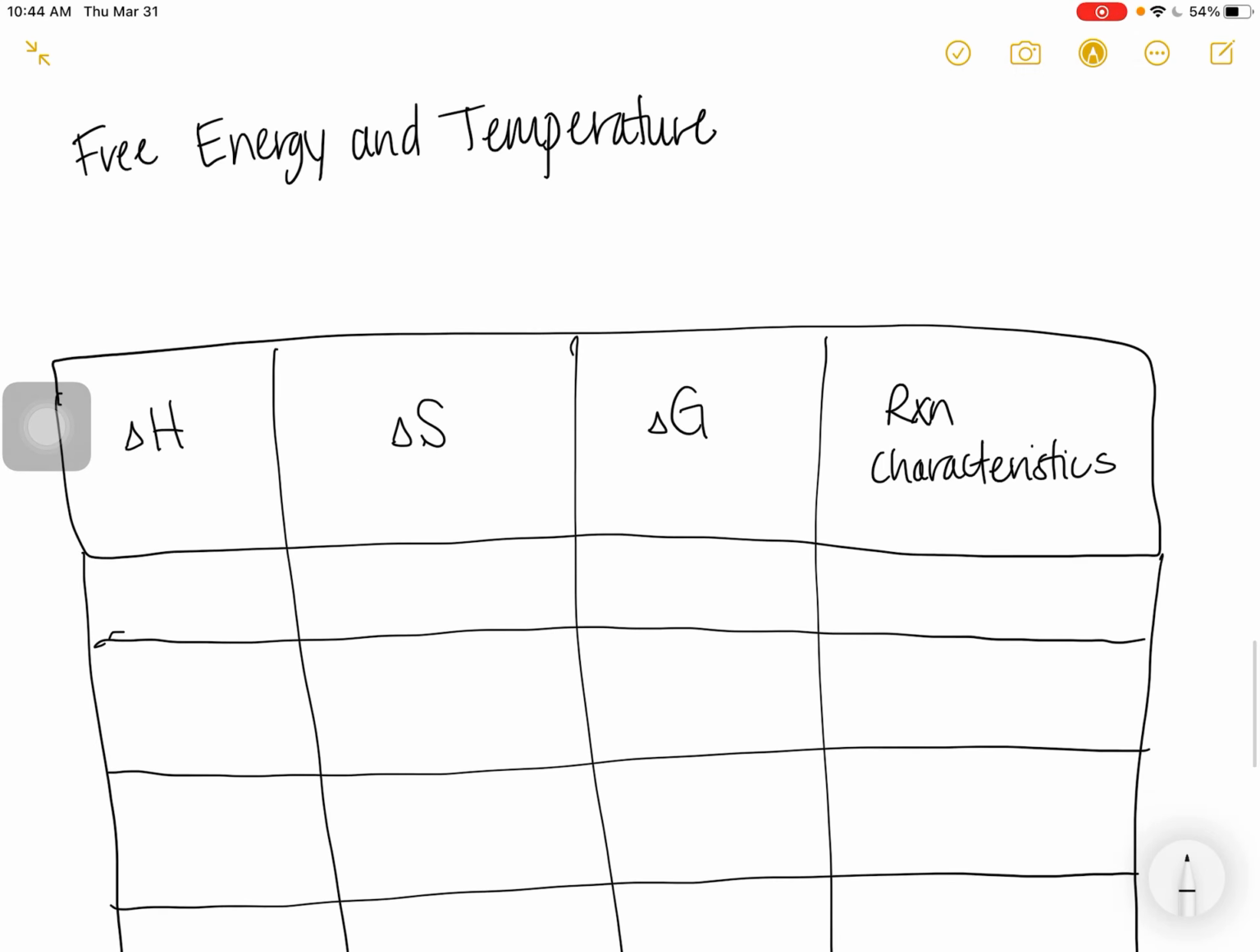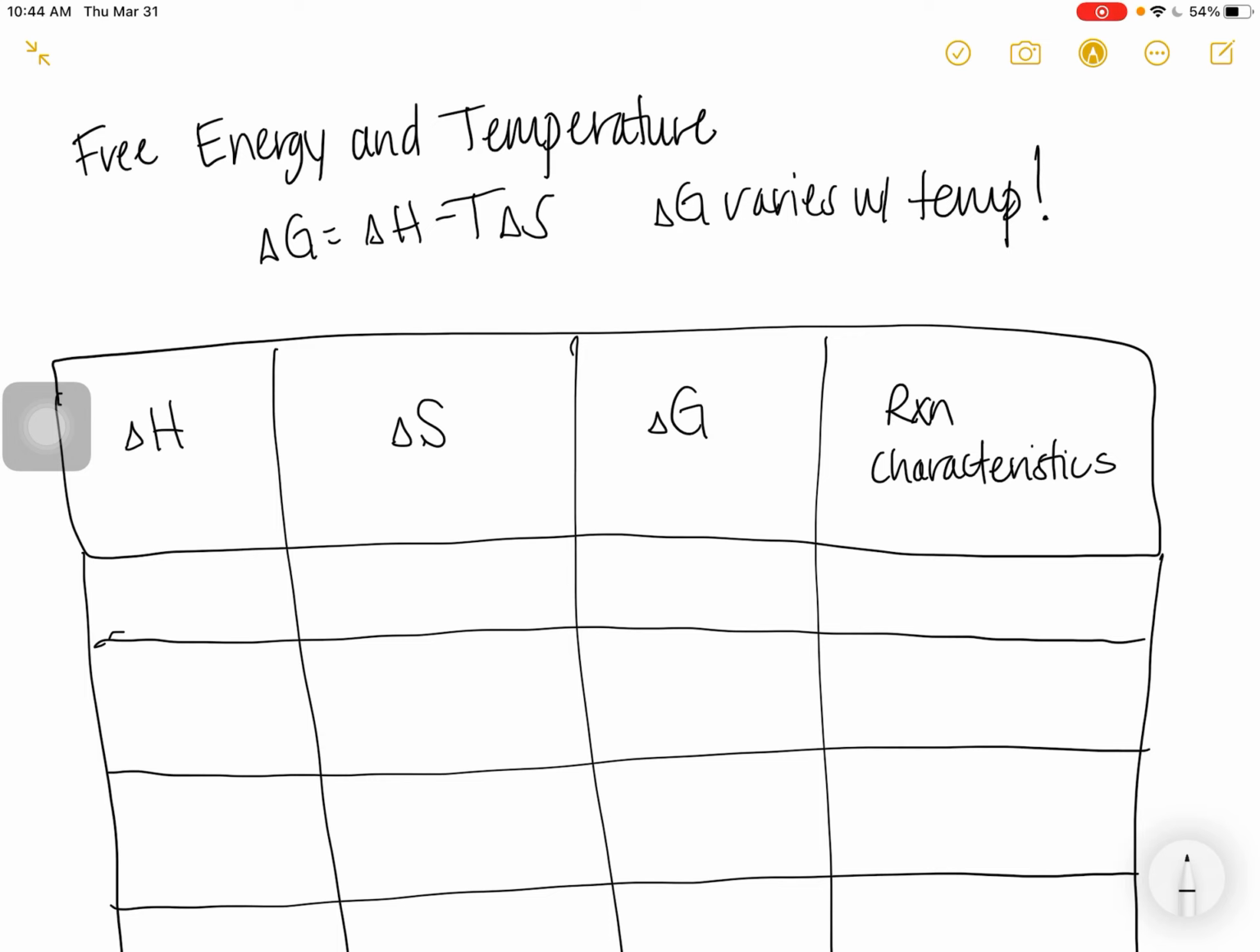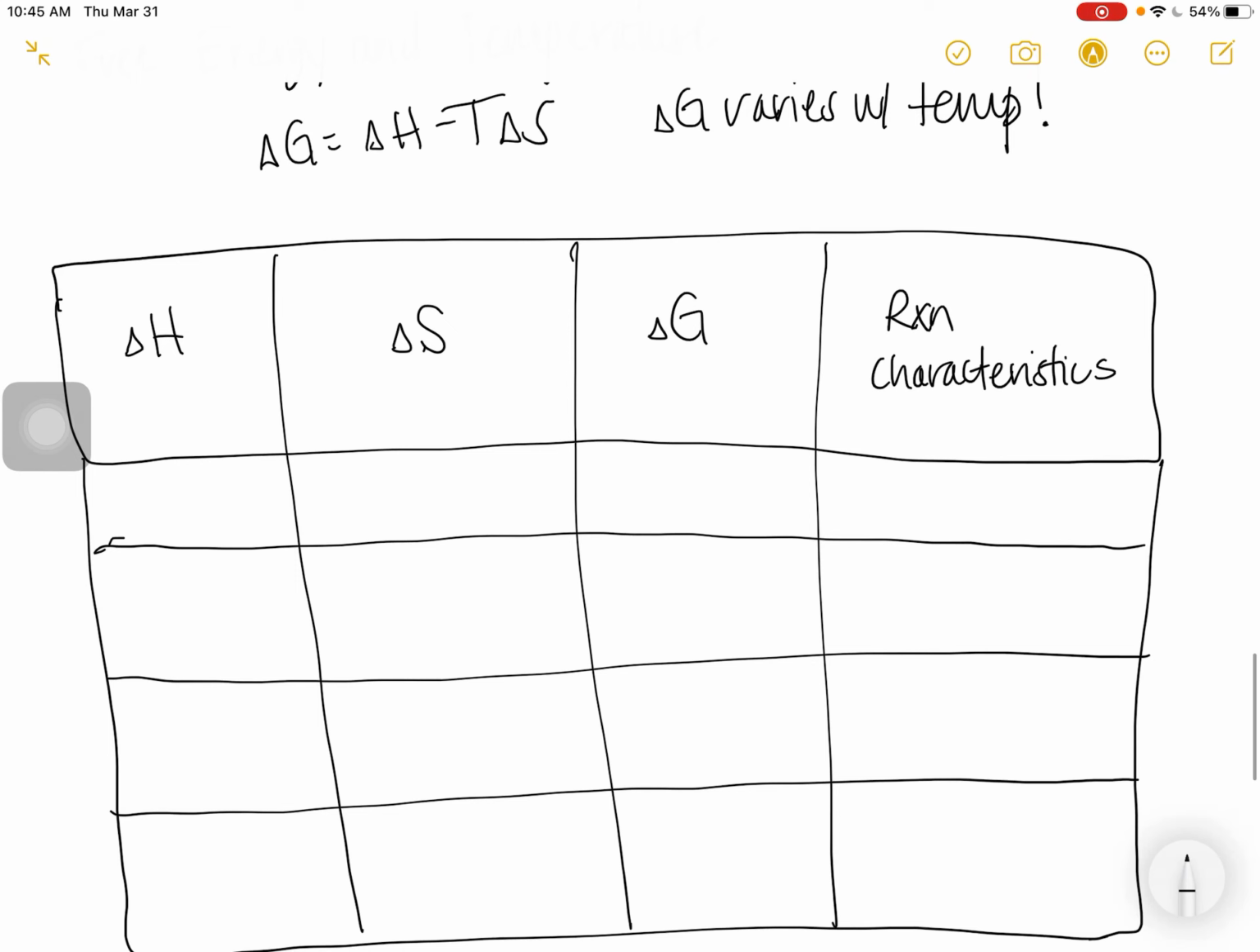Okay, the last thing we have to talk about here is temperature and free energy, or delta G. So we know, according to this equation, that delta G varies with temp. And we're going to see that in this chart. So I'm going to look at the 4 combinations of the signs that I can have. And this is a big deal. Okay, and the first one we're going to do is a memorizer. We have to know this.